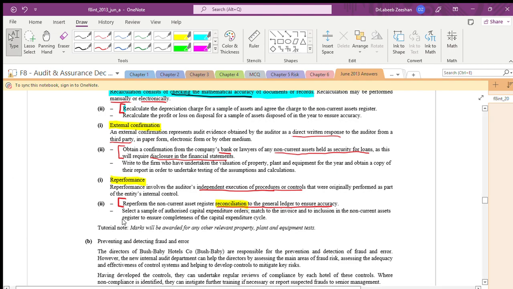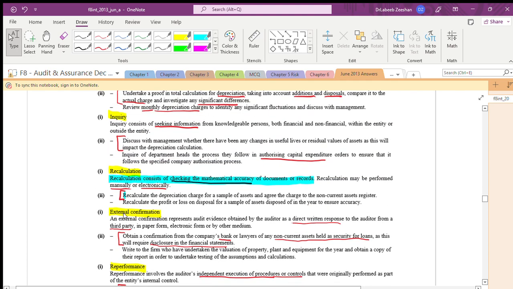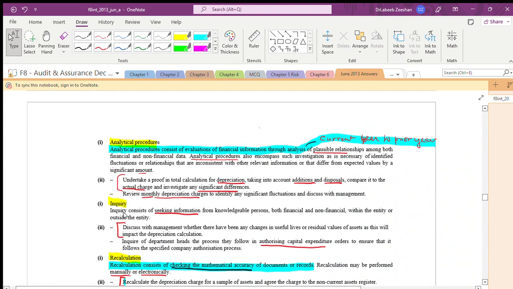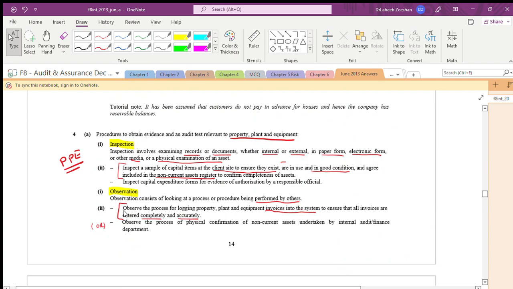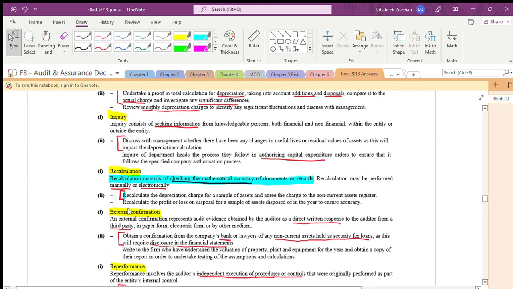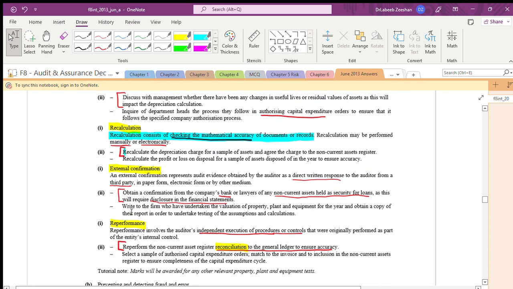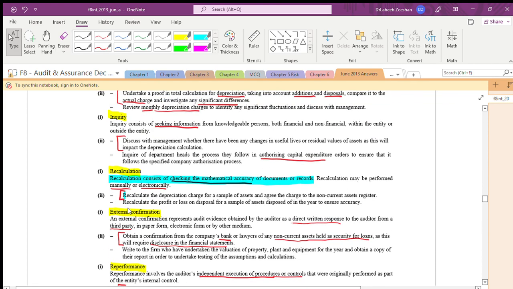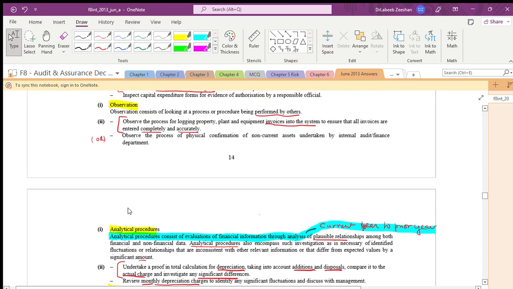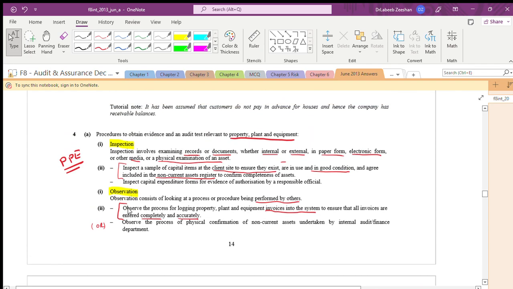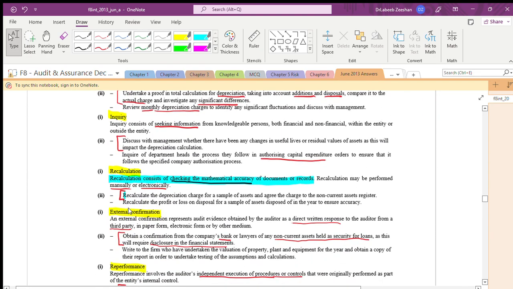Okay? They ask us the 5 audit evidence we have done. They have mentioned 7: inspection, observation, analytical procedure, inquiry, reperformance, recalculation, external confirmation. How many? Reperformance, external confirmation, recalculation, inquiry, analytical procedure, observations, and inspection. 1, 2, 3, 4, 5, 6, 7.